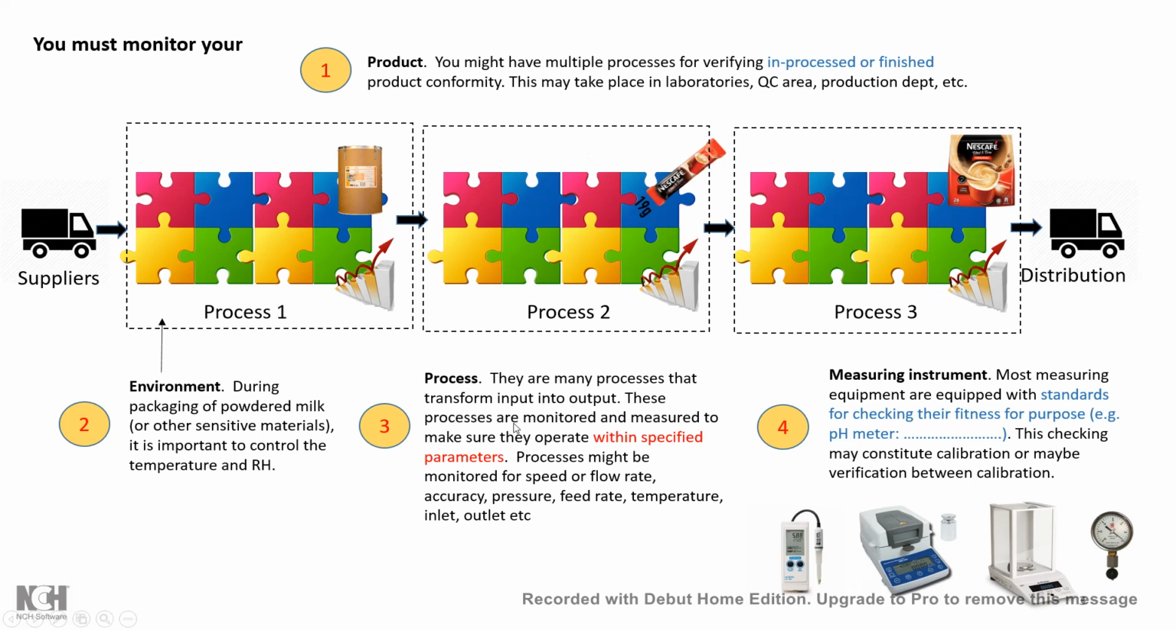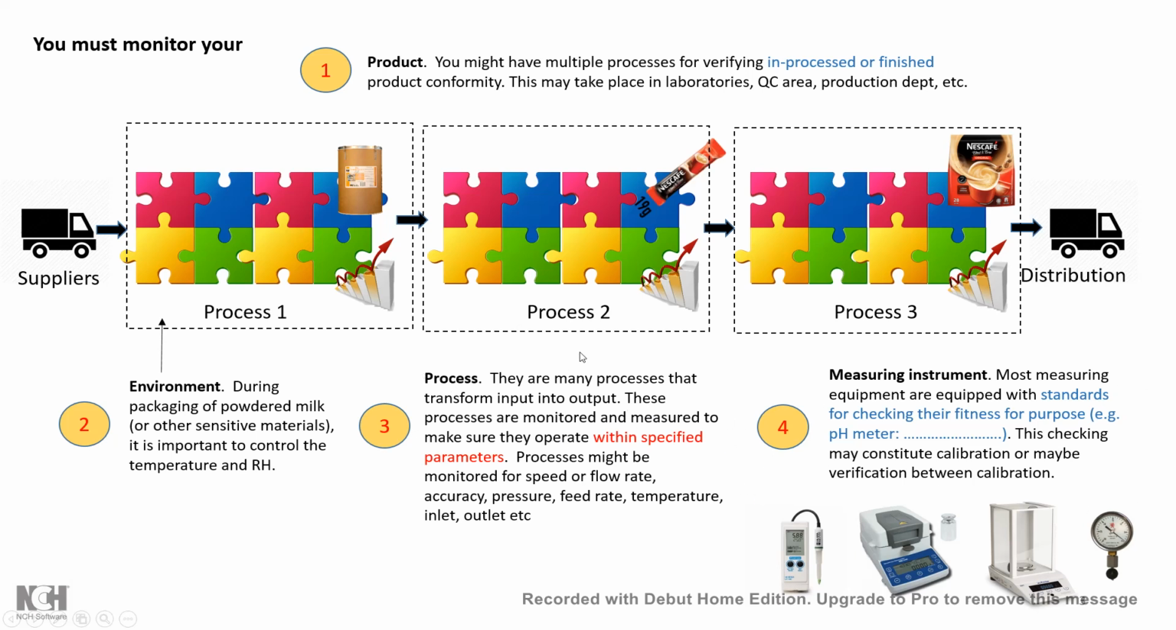Number 3, the process itself has to be monitored. So we transform the raw materials into in-process 1, and then the in-process 1 output becomes the input of process number 2. They produce the product there. So you must have some kind of specification for this process, and you measure the process to make sure that you fulfill the criteria, the specified parameters. We call it specifications. It could be a measurement of flow rate, speed, accuracy, efficiency of production, or pressure, temperature, the rate of feeding, inlet and outlet temperature, etc., depending on your process.